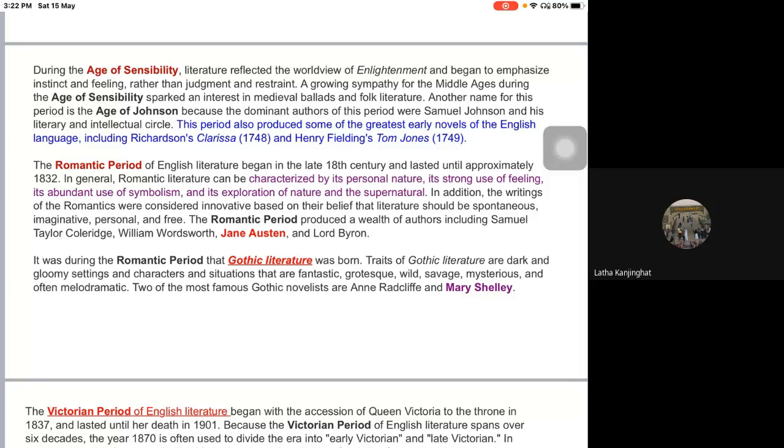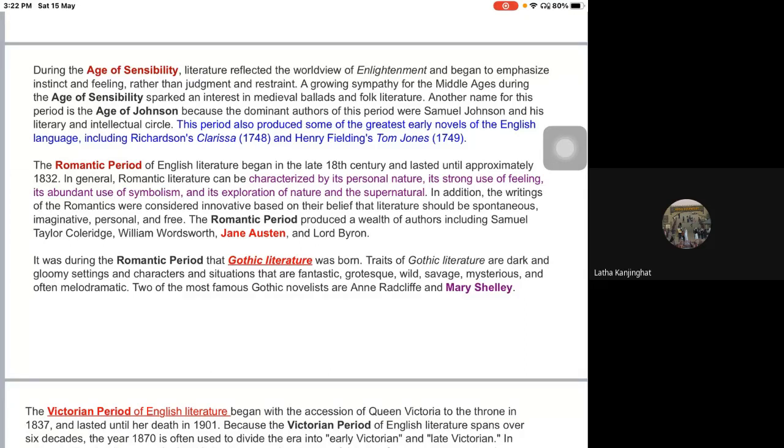So another name for this period is also the Age of Johnson, because the dominant authors of this period were Samuel Johnson and his literary and intellectual circles. So that's why it's also called the Age of Sensibility or Age of Johnson. The giant writer during this time was Samuel Johnson. And this period also produced some of the greatest early novels of the English language, including Richardson's Clarissa and Henry Fielding's Tom Jones, published in 1749.